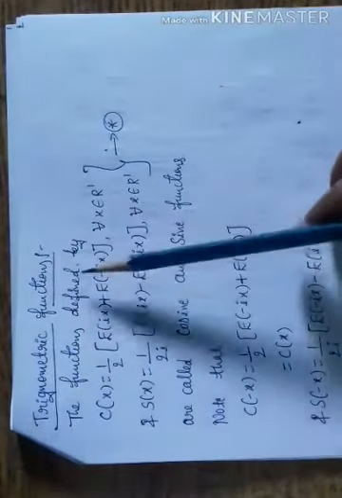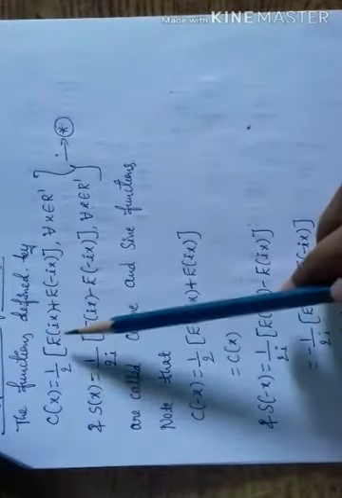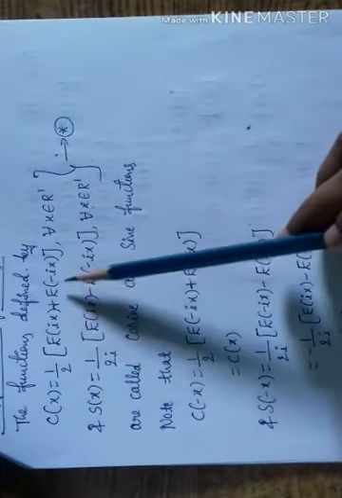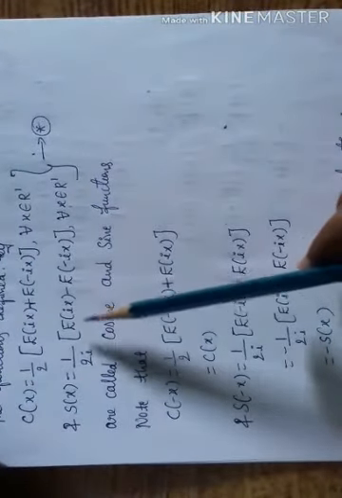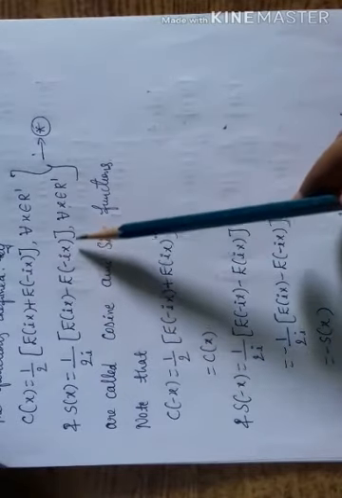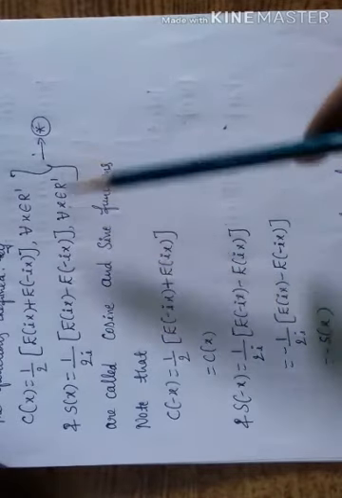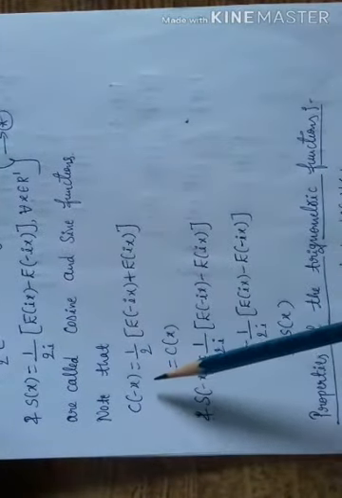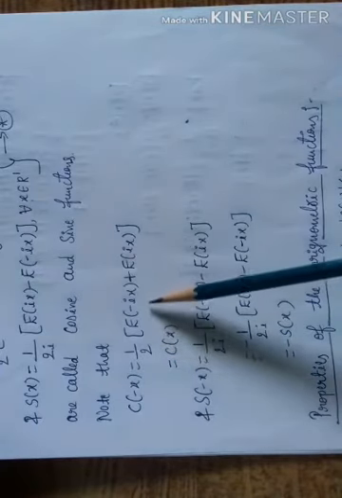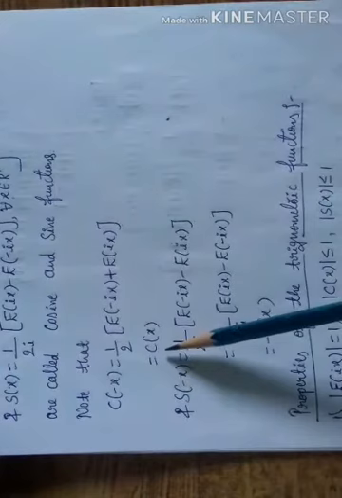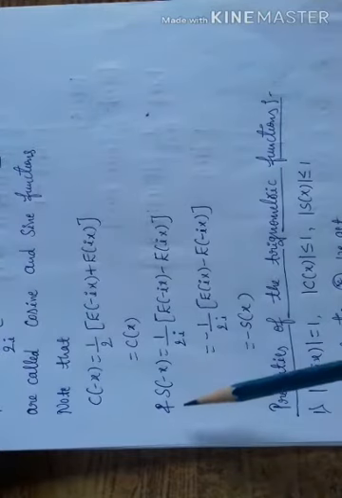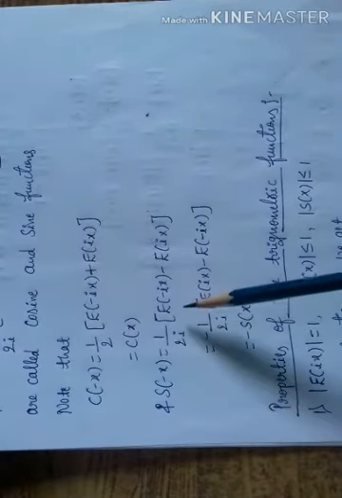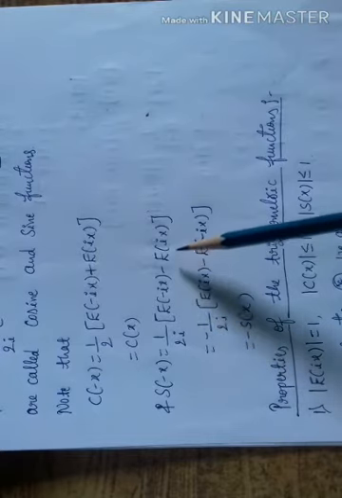Trigonometric functions. The functions defined by c of x is equal to 1 by 2 into e of ix plus e of minus ix for all x belongs to R1, and s of x is equal to 1 by 2i into e of ix minus e of minus ix for all x belongs to R1 are called cosine and sine functions. Note that c of minus x is equal to 1 by 2 into e of minus ix plus e of ix. This value is equal to c of x, and s of minus x is equal to 1 by 2i into e of minus ix minus e of ix.